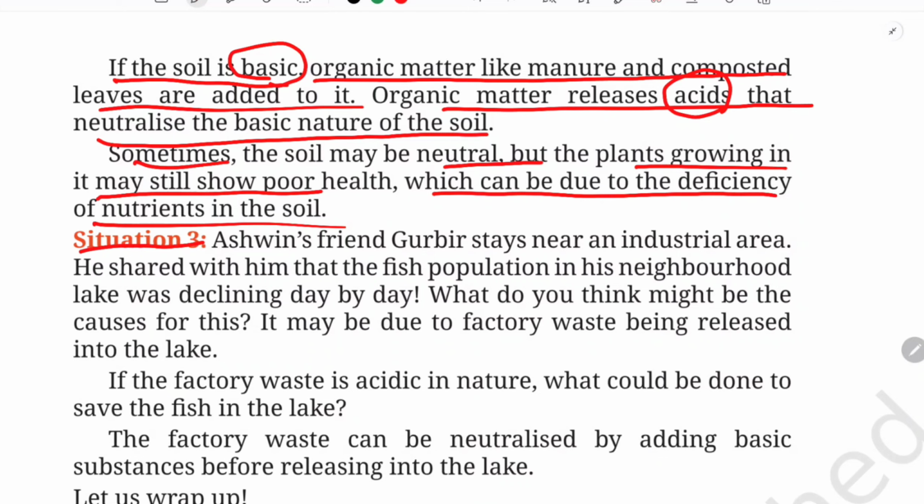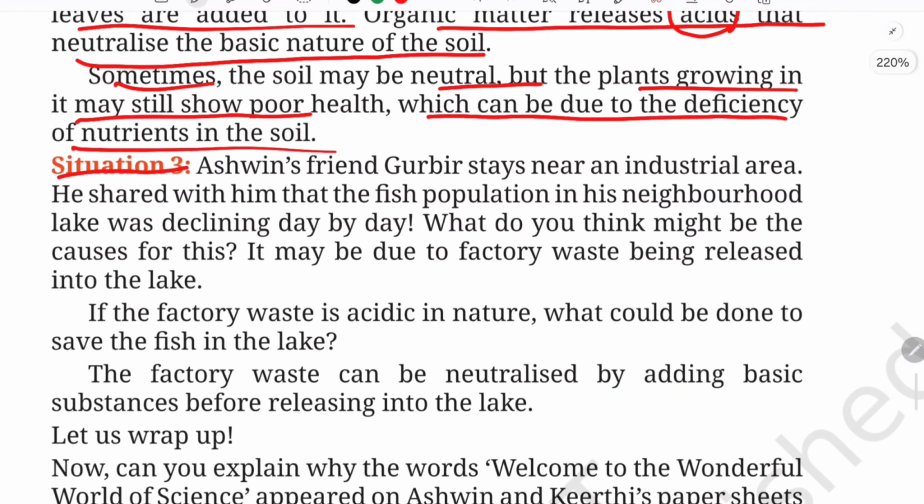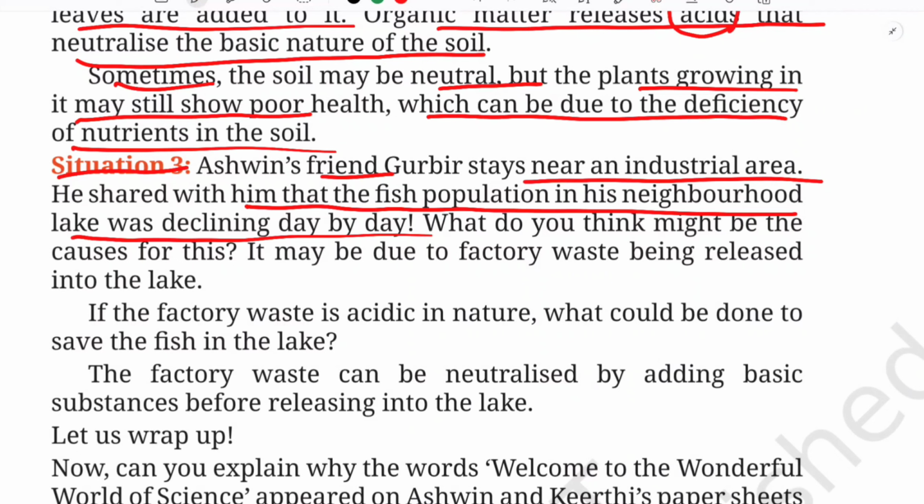Now we have situation 3. Let us see. Ashwin's friend Gurbir stayed near an industrial area. He shared that the fish population in his neighborhood lake has been declining day by day. So what do you think might be the cause for this? It may be due to factory waste being released into the lake.